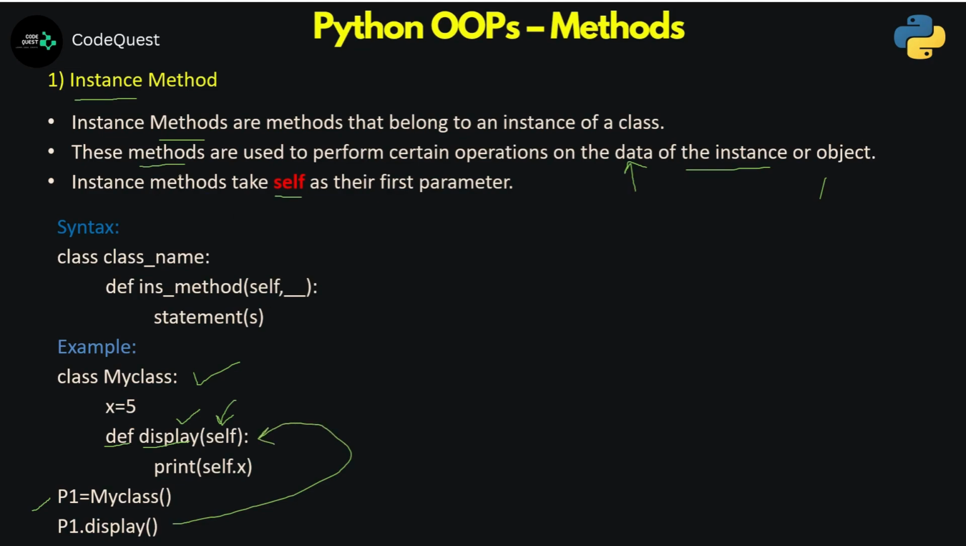Like we have already said, instance methods are the methods that belong to an instance of a class. So here, what is the instance? P1 is the instance using which we are trying to access or call the instance method, that is your display, which is obviously displaying the value of the variable x that we have taken up here.